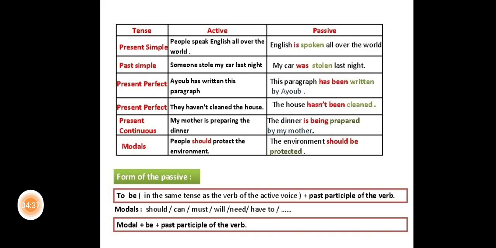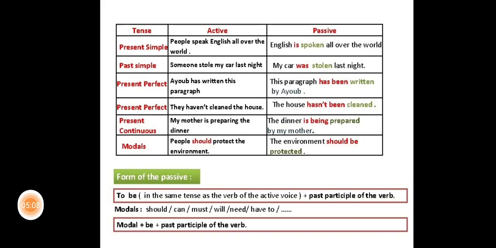This paragraph has been written by Ayub. Look at the kind of change we introduced. Instead of the verb be, here we have the auxiliary have, because this is present perfect. The auxiliary has is singular and have is plural. This paragraph is a singular noun, then has been written. Okay.